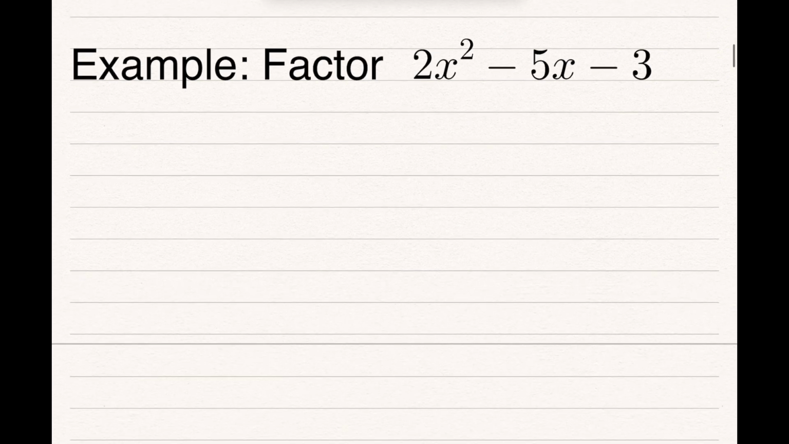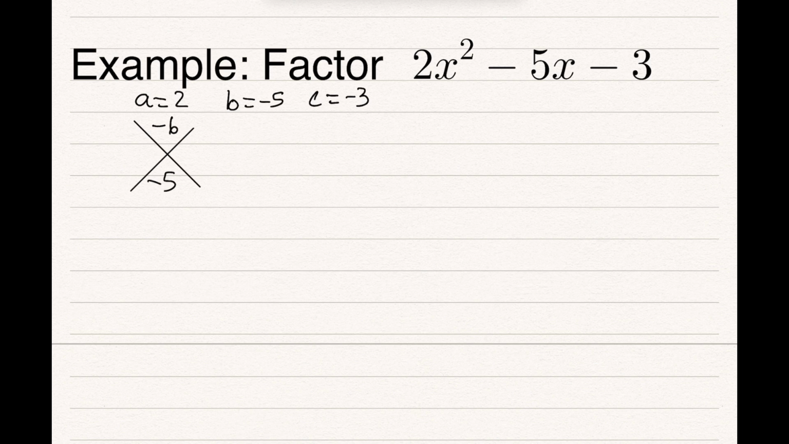We can do the same thing if we have a leading coefficient other than 1. And this is what I like about this method. So again, we identify a is 2, b is negative 5, the sign goes with the number, and c is negative 3. So if we know our values, we can plug everything into our ACB method. A times c is negative 6, and b is negative 5.